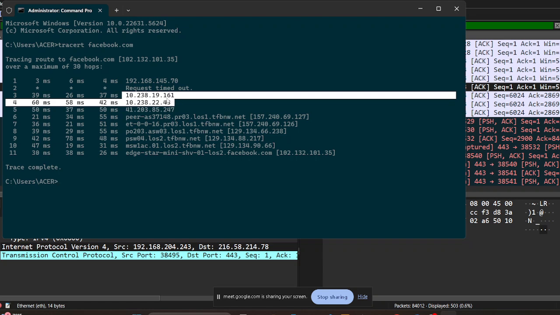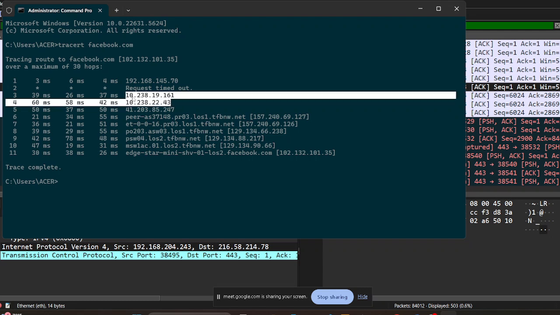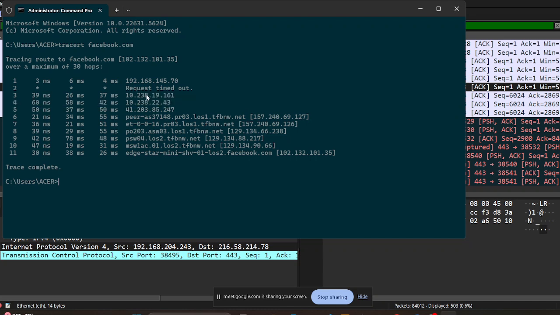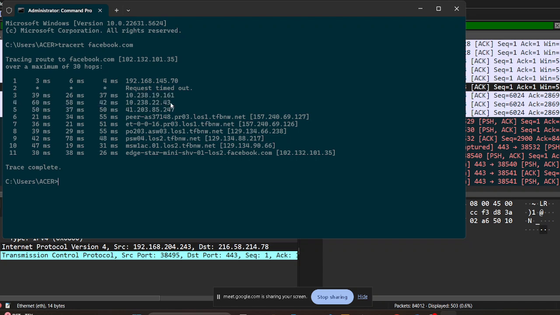Now we can say that the network portion of these two IP addresses is 10.238. The network portion is 10.238. Now the host portion is 19.161. It could be that these two are on different subnets, but the same network, different subnets. When we get to subnetting, you will understand better, right?